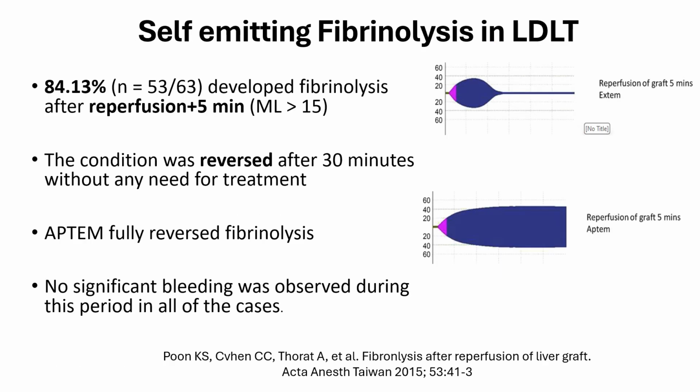This study from 2015 shows self-limiting fibrinolysis in living donor liver transplantation. And 84% of patients develop fibrinolysis at reperfusion plus 5 minutes. And fibrinolysis was defined based on the ROTEM as the maximum lysis over 15%. The condition of fibrinolysis was reversed after 30 minutes without any need for treatments. When they looked at an APTEM analysis on the ROTEM, it fully reversed the fibrinolysis. No significant bleeding was observed during this period in all of the cases.